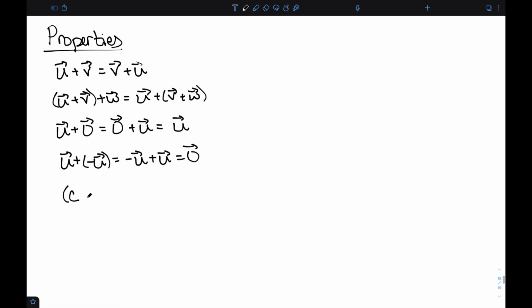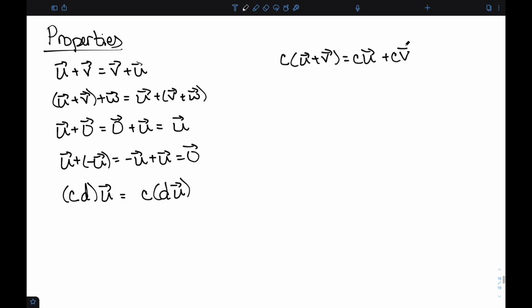My next one says that (cd) times u is equal to c times (du). So this says that scalar multiplication is associative. It doesn't matter what order I multiply the scalars in. My next one says that c times (u plus v) is equal to cu plus cv. I can distribute a scalar into a sum of vectors.